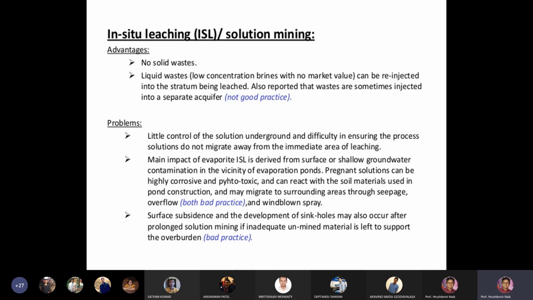But the problems associated with in situ leaching are that you have little control of the solution in the underground. The main impact of evaporation ponds in in situ leaching is derived from surface or shallow groundwater contamination in the vicinity of evaporation ponds. Surface subsidence and development of sinkholes may occur after prolonged solution mining is carried out.